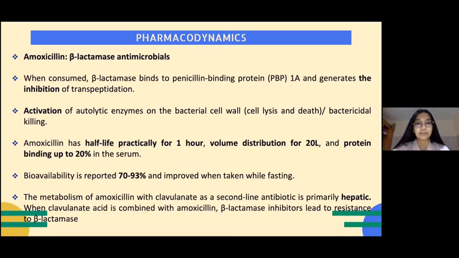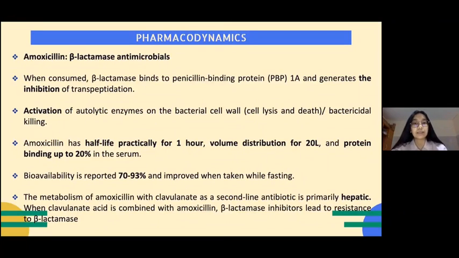So for the first line antibiotics, amoxicillin, which belongs to beta-lactamase antimicrobials, binds to penicillin binding protein 1A and generates the inhibition of transpeptidation, causing the activation of autolytic enzyme on the bacterial cell wall. Amoxicillin has a half-life of practically 1 hour, the volume of distribution of 20 liters, and protein binding up to 20% in the serum. The bioavailability of these antibiotics is reported 70 until 93% and could improve when taken while fasting.